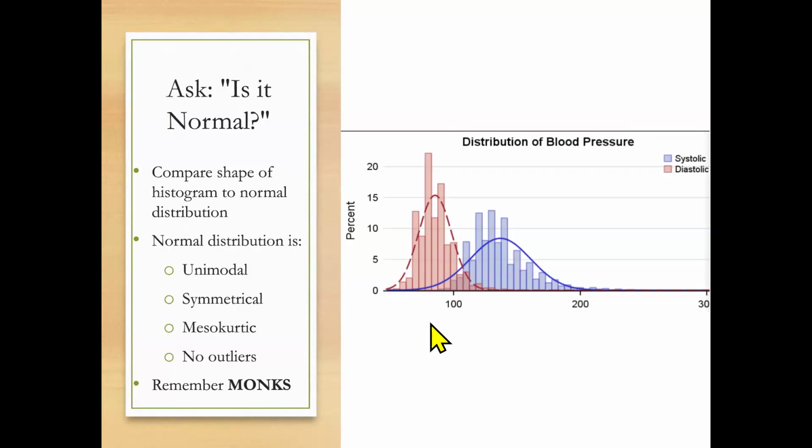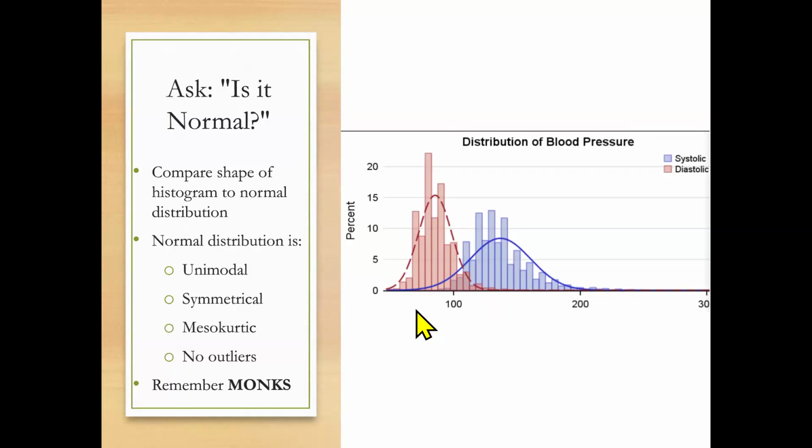All right, so our normal curve or our bell-shaped curve has some properties we're going to use to describe it. It's unimodal. That means it has one main bump in its distribution. It doesn't have multiple peaks.